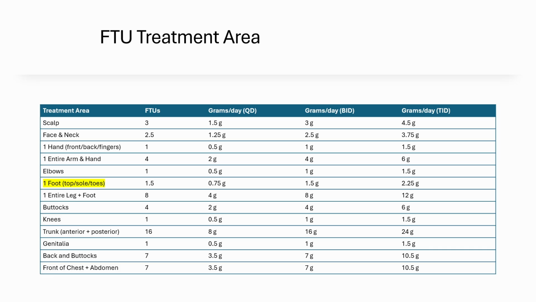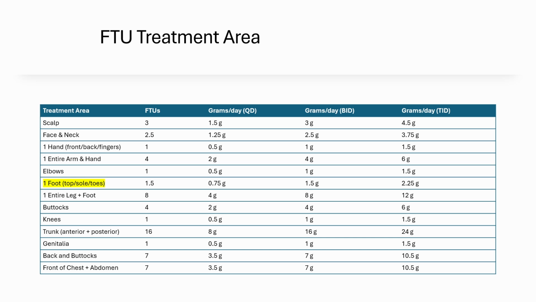This chart lists the number of fingertip units that is needed to treat different anatomical sites. Using the chart above, we see that 1 foot requires 1.5 fingertip units. If a doctor calls in a prescription for ketoconazole 2% cream with the instructions to apply to both feet once a day for 14 days, and the instructions are to dispense a sufficient amount, we can estimate how much medication the patient will need.